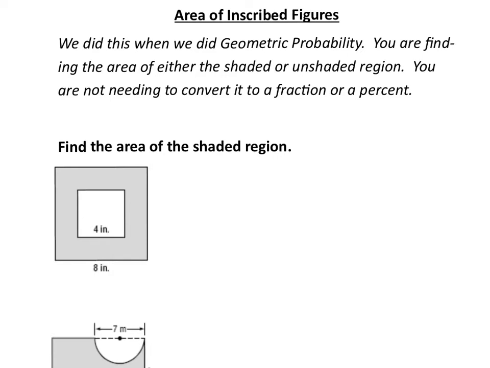So inscribed figures are going to mean that there's a hole in the middle. And therefore, we are going to have to subtract. So anytime you have two figures, one inside of the other, it's not all shaded, we're going to end up having to subtract them. So let's take a look at this first one.